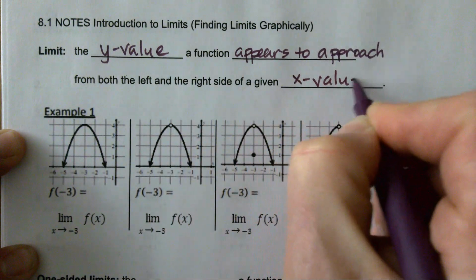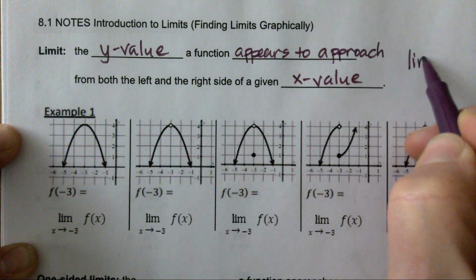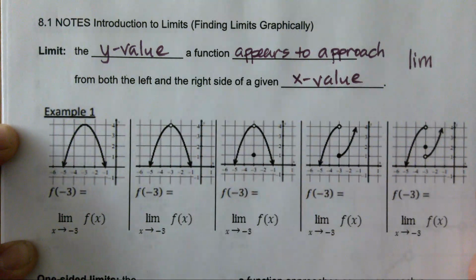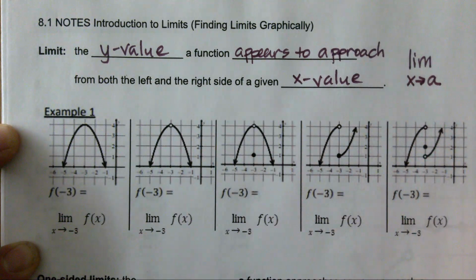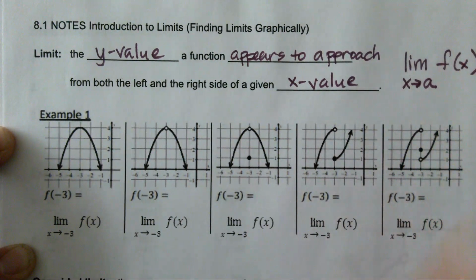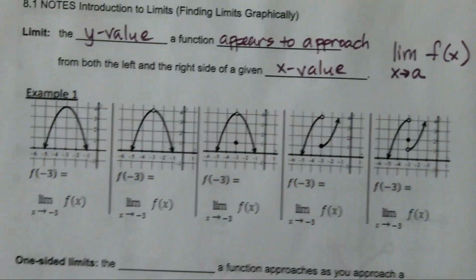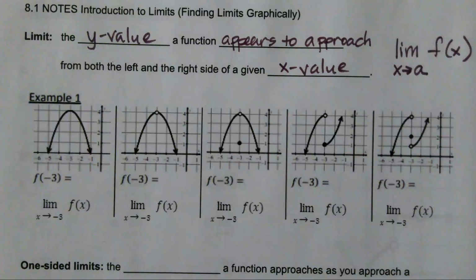And when we talk about limits, it looks like this. It'll say, I am looking for the limit as x approaches some number. I'm just going to put a in for any number of a given function. That's a limit statement. I am looking for the limit as x approaches a number for a given function. And it is simply what the graph appears to be approaching on the left and on the right.